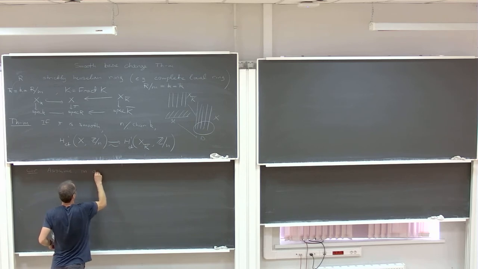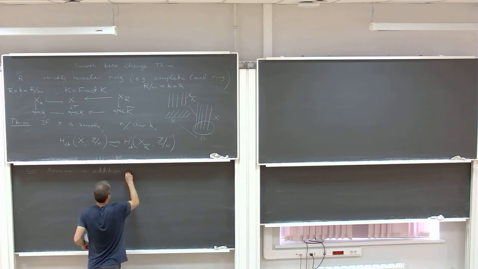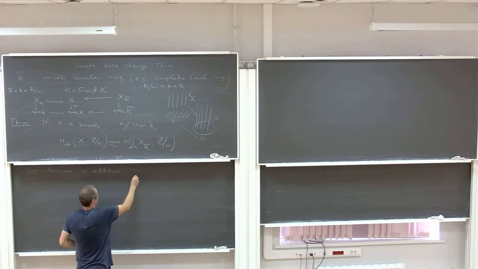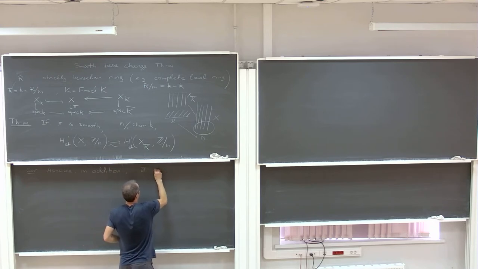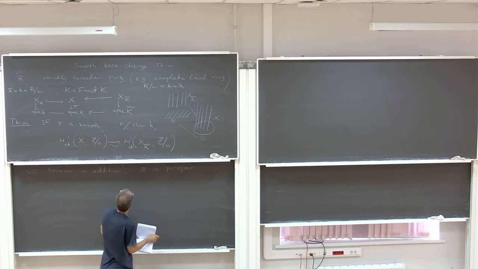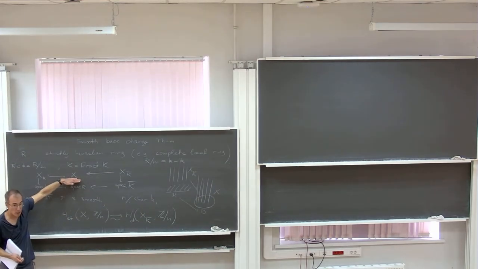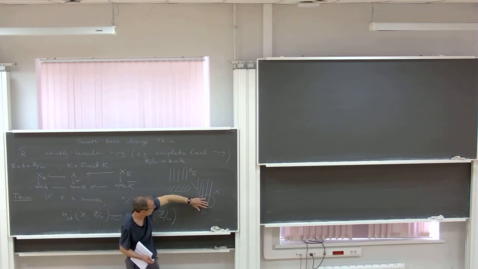Let's assume in addition that pi is proper. Then what is the cohomology of a proper scheme over a Henselian ring? We had a general result about this. What does it say? Imagine that you have a proper family over the disk.